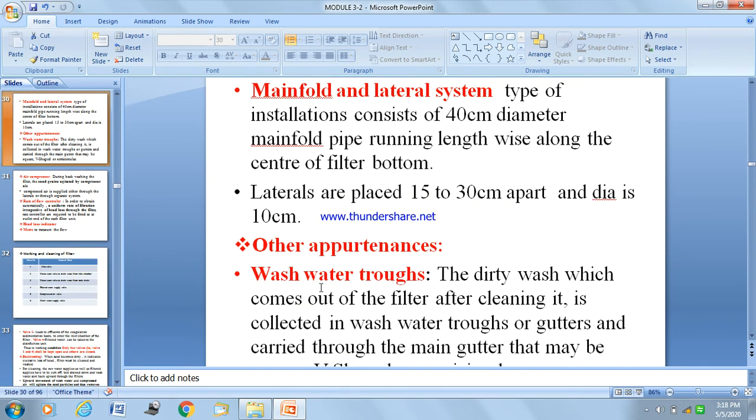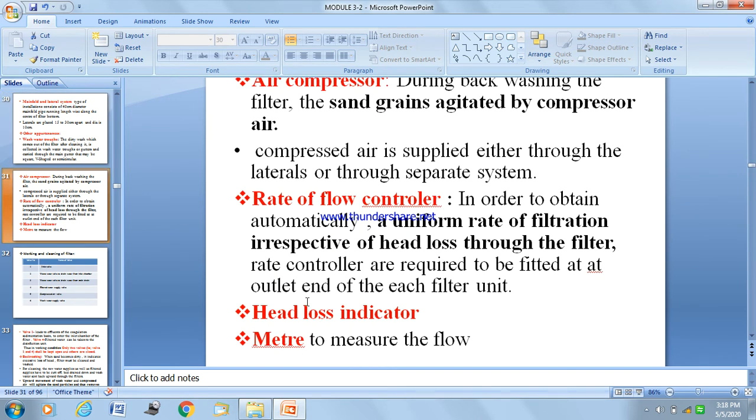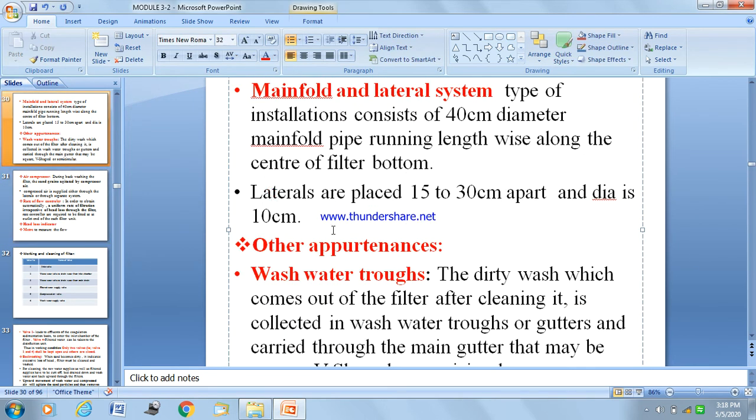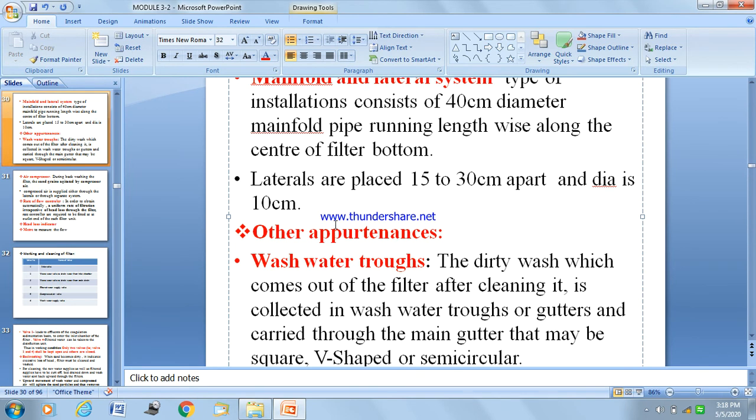The other apparatus is the wash water trough. The wash water trough, as you have seen in the diagram, is at the top of the sand layer. The dirty wash water which comes out from the filter during backwashing is collected at that topmost portion, in the wash water trough and gutter, and carried to the main gutter.